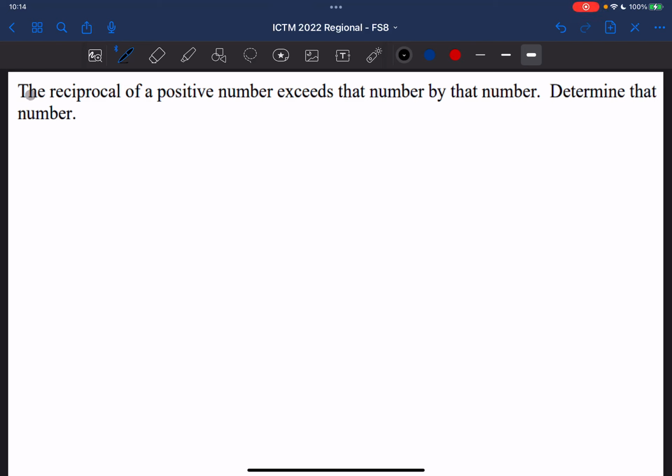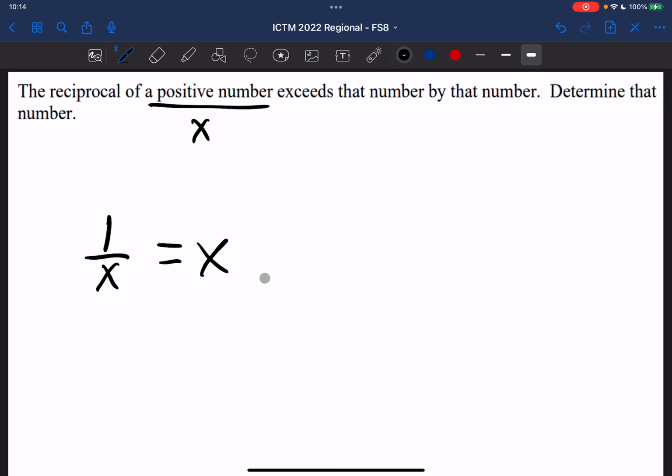So this one says the reciprocal of a positive number. So let's say that this positive number is x. So its reciprocal exceeds that number. So if I said this, that would be wrong, because here's the reciprocal. It exceeds that number by that number. So that means this is bigger.